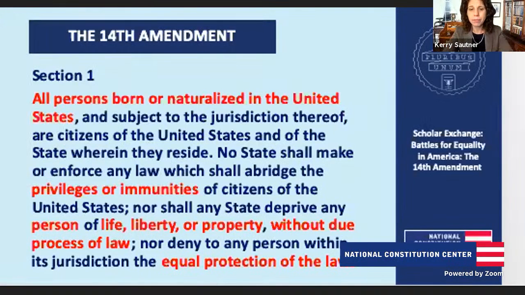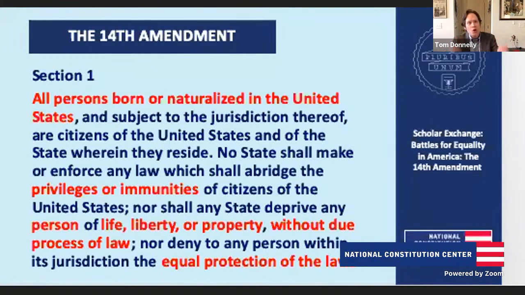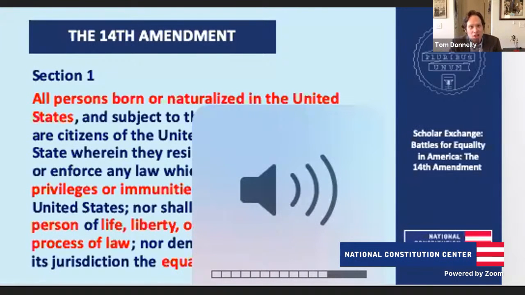Okay, so let's begin with the text. And this is a huge wall of text, but I'm actually going to read it because it may be the most important text in the entire Constitution. So I want it sort of echoing in our brains as we have this conversation.